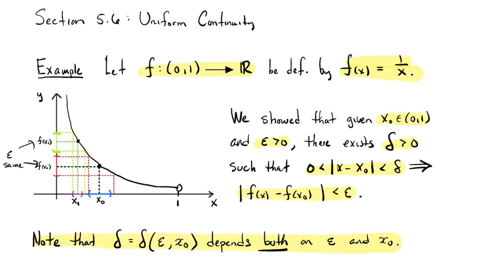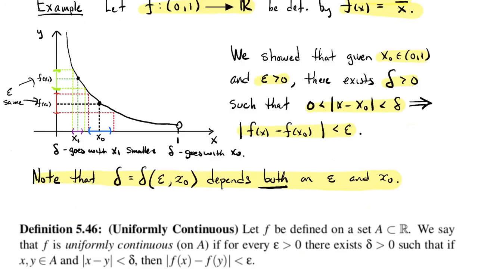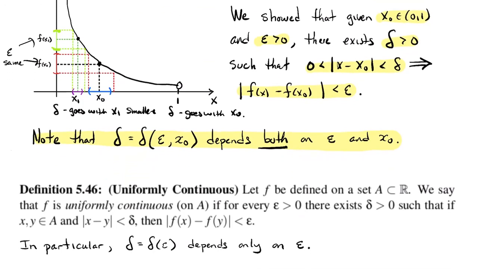So my point in this picture is that the delta that goes with x1 is smaller than the delta that goes with x0. That's what I mean when I write this, that the delta in the continuity definition depends on both. It depends on the tolerance you set, but it also depends on the point that you're looking at. That's just an observation, and it's supposed to make it a little easier to digest this definition.